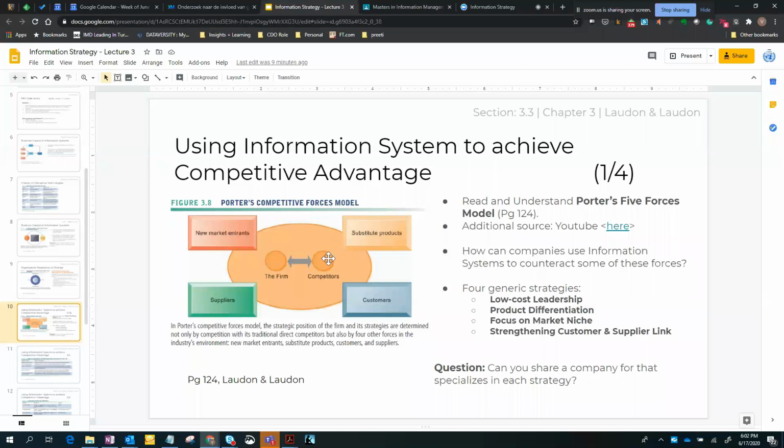So substitute products is like, can what we offer be substituted by something else? And that's a big disruptor. So if something else can substitute us, then yeah, we're impacted. Suppliers. So how tight a grip do we have on our suppliers? Meaning, do they have more power or do we have more power? Because if suppliers have more power, they might actually also slowly start to do what you're doing.